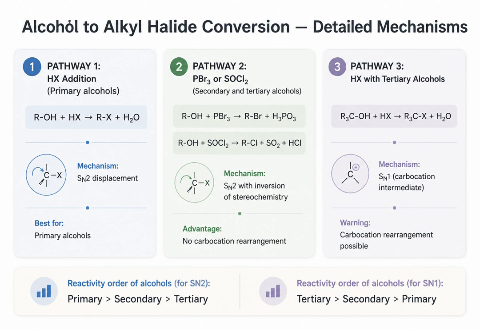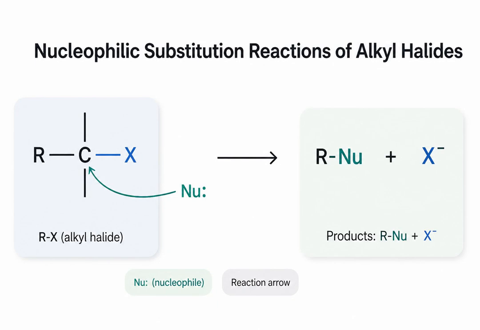The key takeaway: choose your reagent based on whether you want to avoid rearrangement or whether the alcohol's structure makes rearrangement unlikely. We're now diving into nucleophilic substitution reactions, one of the most important reaction types in organic chemistry. When an alkyl halide, that's a carbon chain with a halogen attached, encounters a nucleophile, a negatively charged or electron-rich species, the nucleophile attacks the carbon and the halogen leaves as a leaving group. This fundamental process is the foundation for understanding how many organic transformations occur.